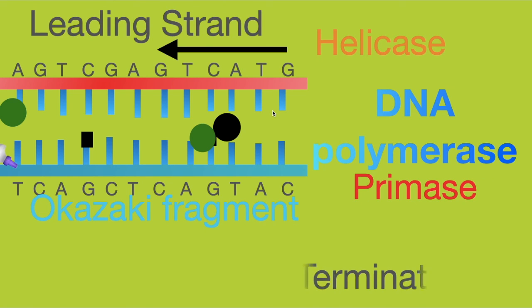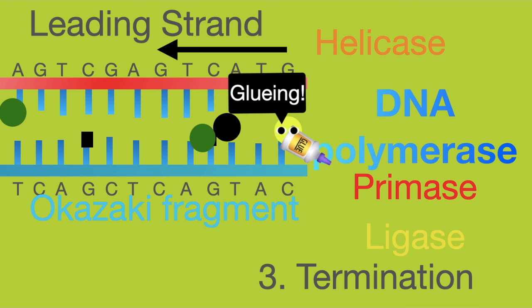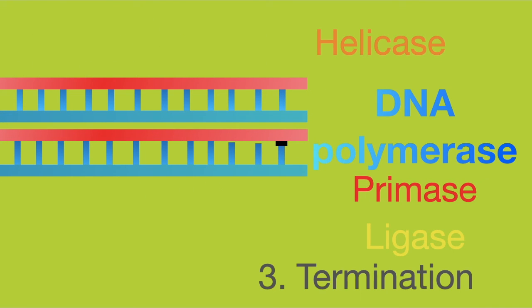Well, what we can do is the third process, termination. We're going to use ligase to glue up the Okazaki fragments, and we're going to get two identical strands of DNA.